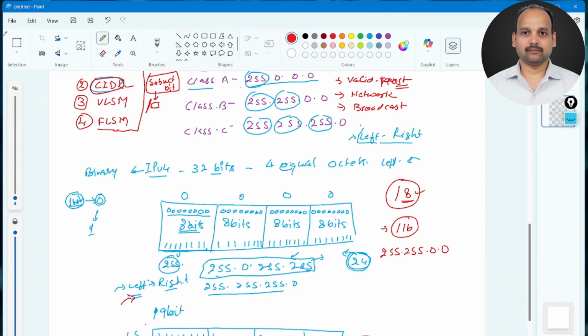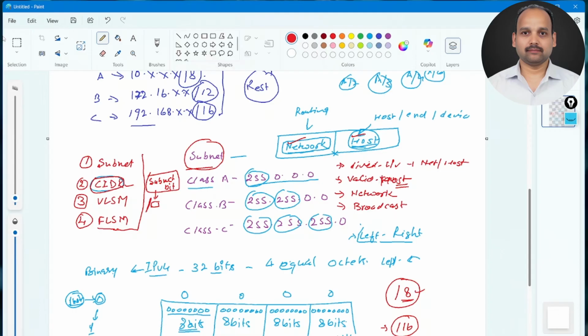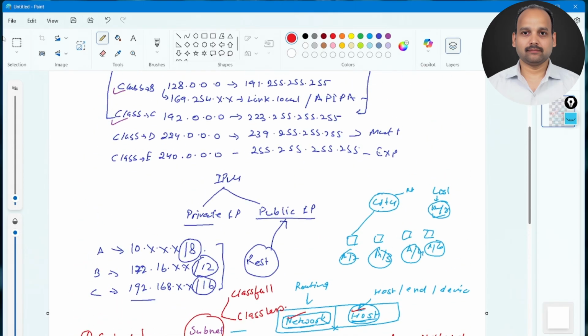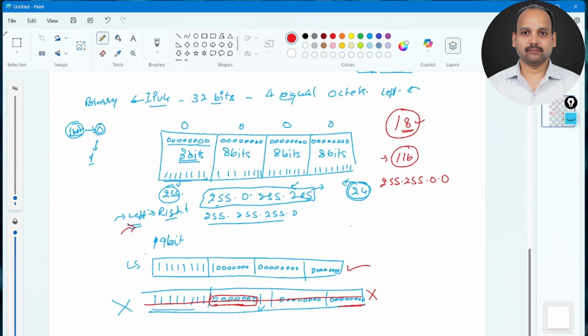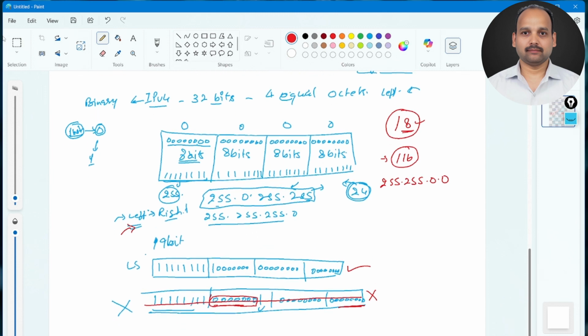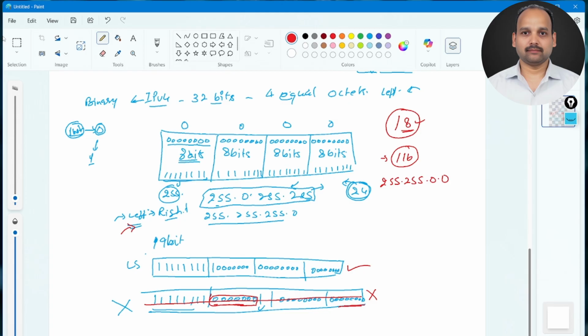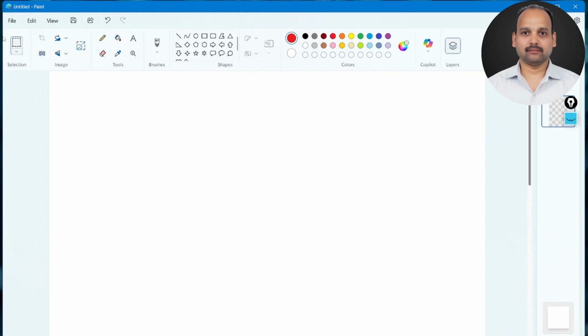Because subnets are of two types. One is the classful subnet, and one is the classless subnet. I will tell you what classless and classful are. So next I am going to explain what is classless and what is classful.